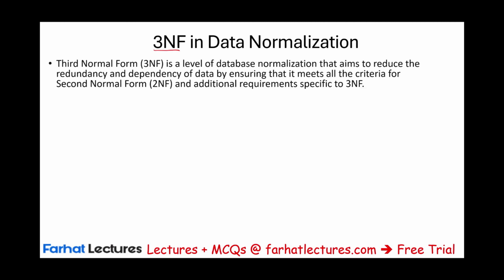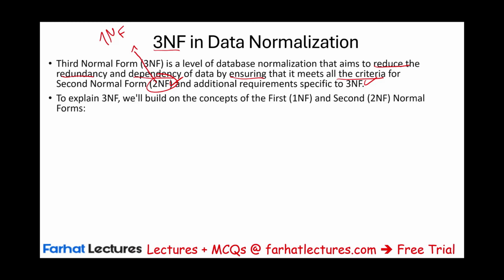So the third normal form is a level of database normalization that aims to reduce the redundancies and dependency of data by ensuring that it meets all the criteria for the second normal form and additional specifics for the third normal form. Now remember, to reach the second normal form, one of the conditions is you have met the first normal form. That's why you go from the first, second, to reach the third. So to explain the third NF, we have to build on the concept of the first normal form and second normal form. Let's go through each one briefly.